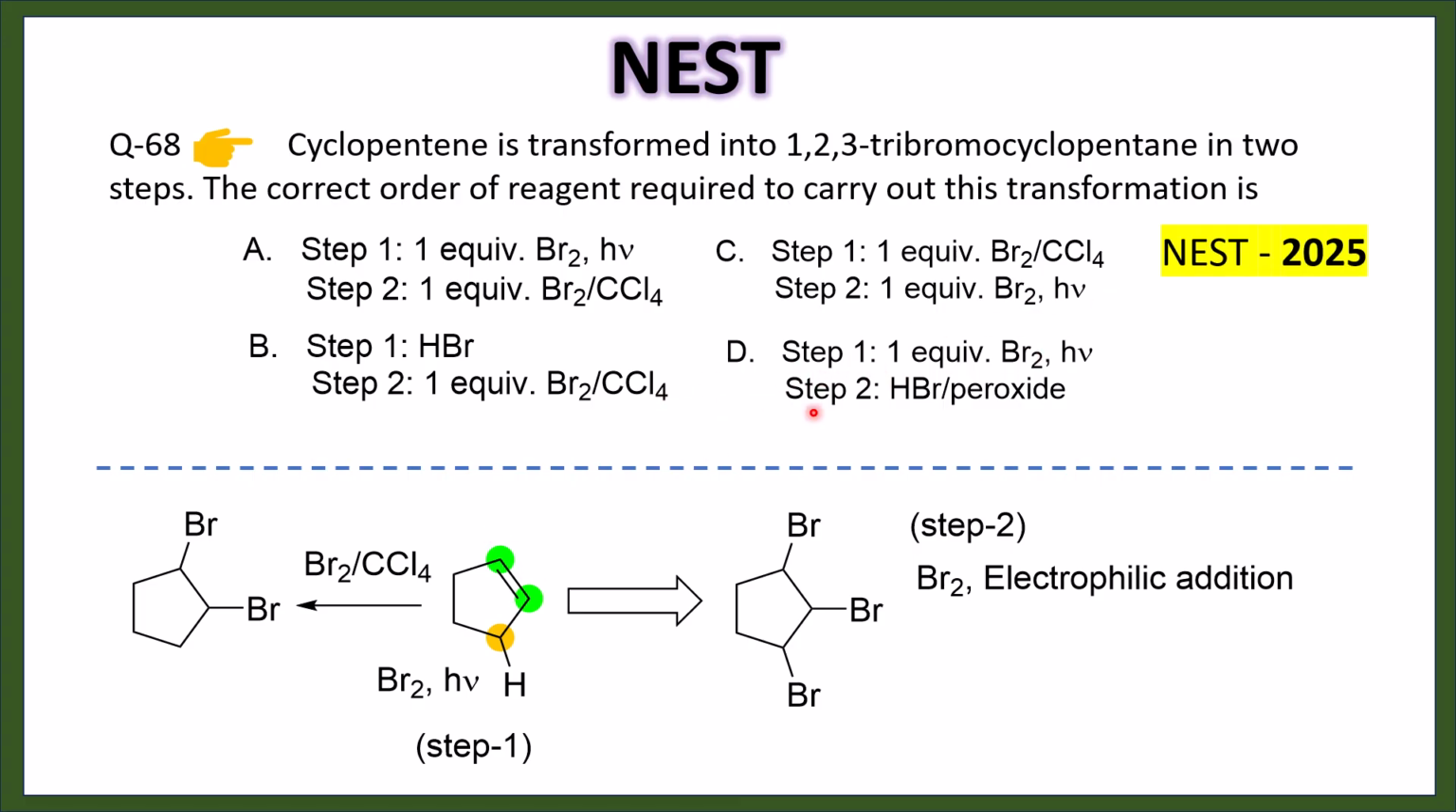Option D, one equivalent Br2/HNO3 addition happens, monobromination here, then HBr with peroxide gives hydrobromination again. So double bromination happens, not tribromination. So only option 1 is the right option.